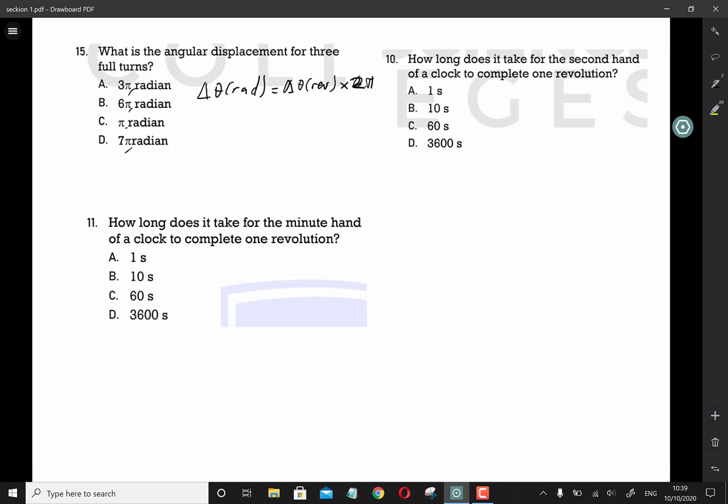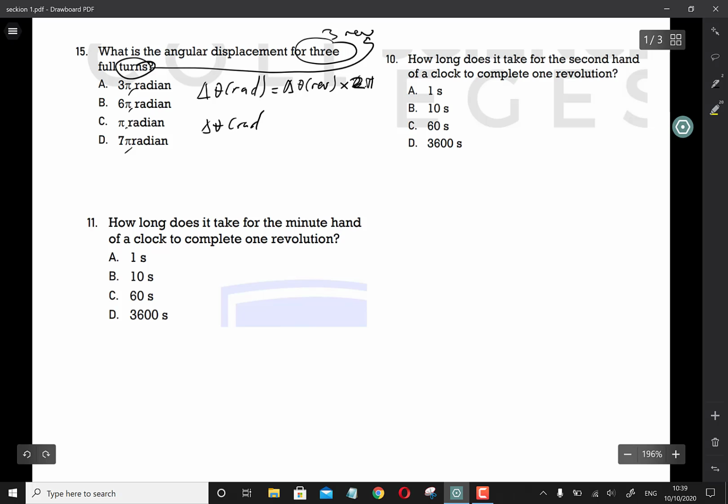So three full turns means 3 revolutions. Turn means revolution. So the angular displacement in radians is going to be delta theta equals 3 revolutions multiplied by 2 pi, which is equal to 6 pi radians. So choice B is the correct answer.